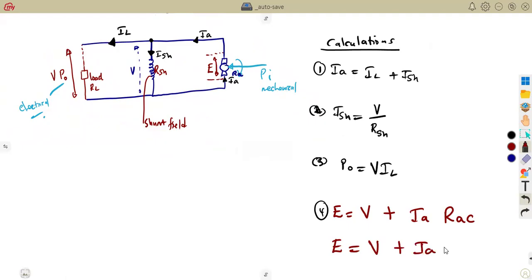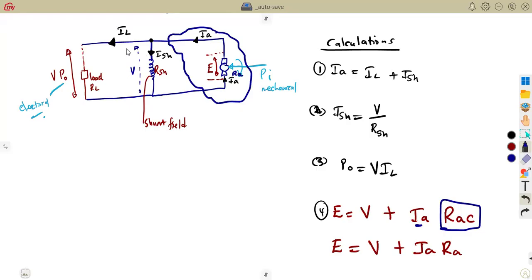So this formula is just going to tend to be V plus the armature current times the armature resistance, as it is, because we do not have anything that is connected in series. Remember, we are talking about armature resistance where the armature current is flowing. The armature current is flowing in this branch as it is.